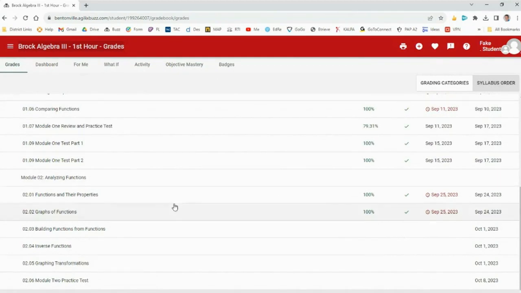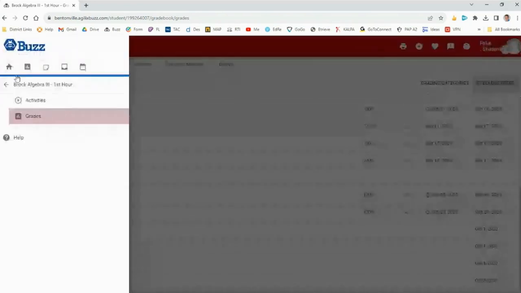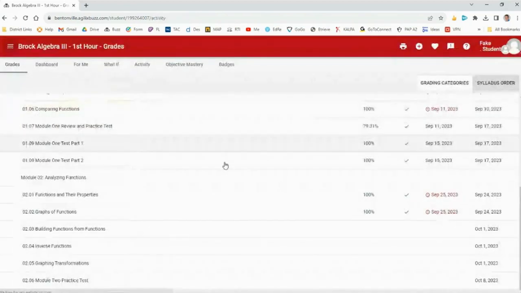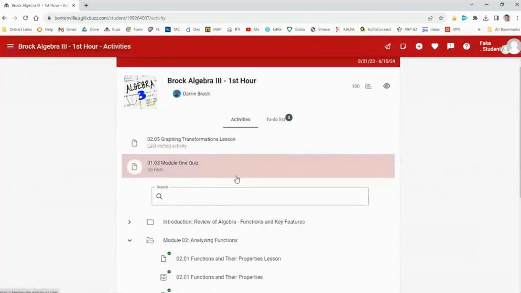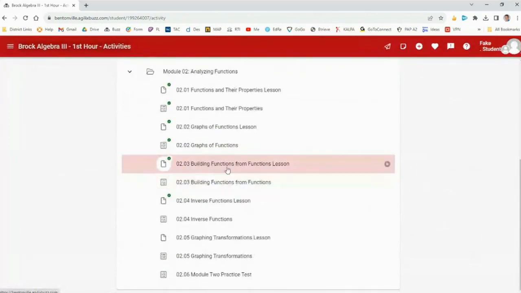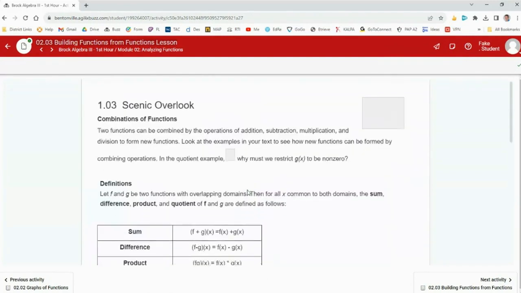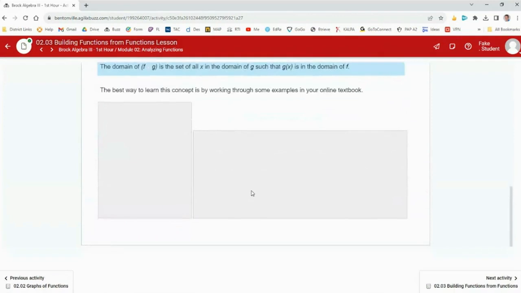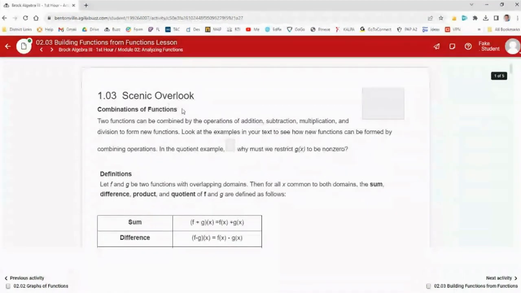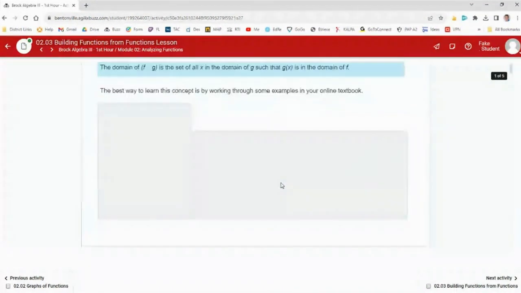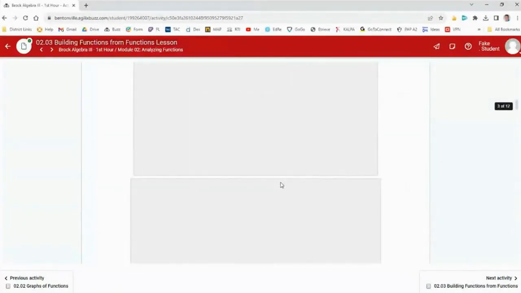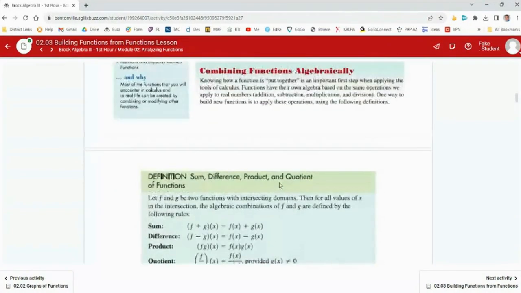So let's look at our 3 lessons: building functions, inverse functions, and graphing transformations. If we go over to activities here. All right, so we're on building functions from functions. There's not a whole lot in the notes at the beginning of the lesson, but there's a lot in it. Here's the scenic overlook. That's what we look at. It's slow loading. Oh, see, this is the lesson right here.